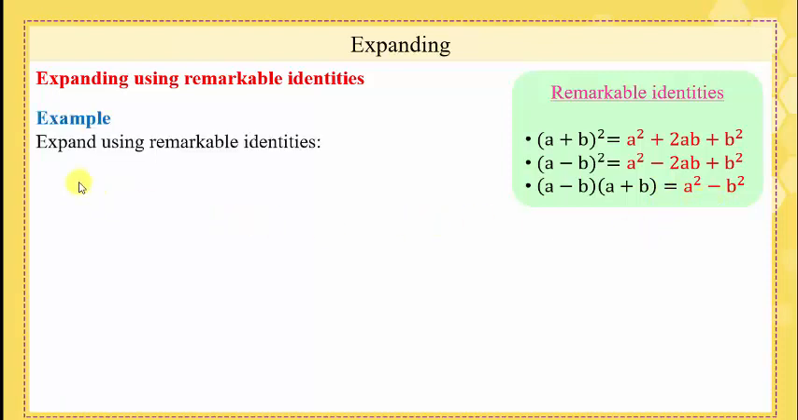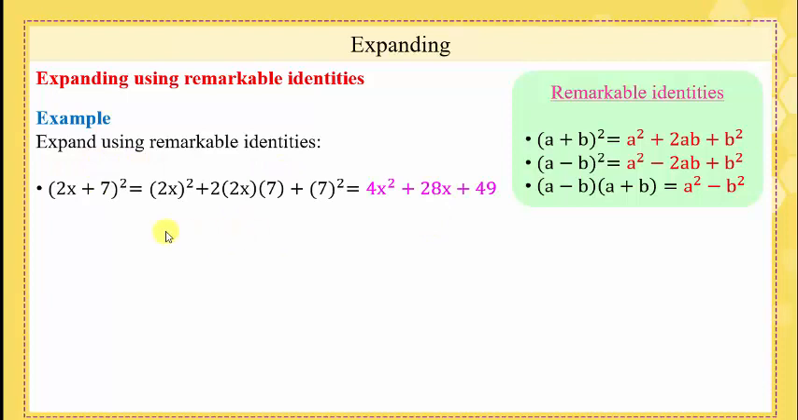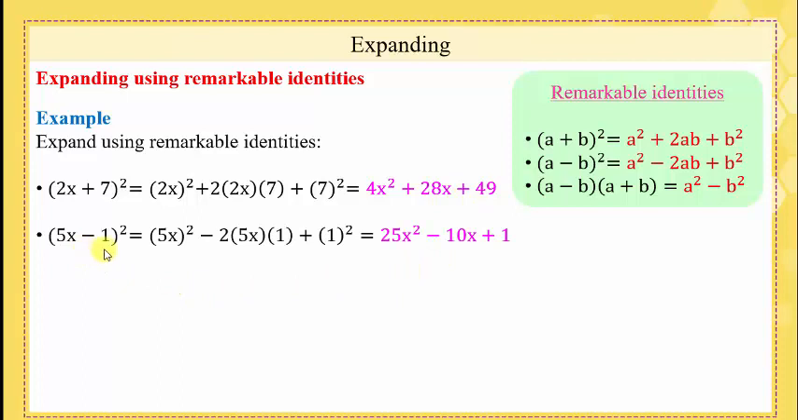Example. Expand using remarkable identities. (2x plus 7) perfect square, it is according to the first rule. Square of the first plus 2 times the first times the second plus square of the second, which gives 4x squared plus 28x plus 49. (5x minus 1) perfect square, it is according to the second rule. Equal square of the first minus 2 times the first times the second plus square of the second, which gives 25x squared minus 10x plus 1.